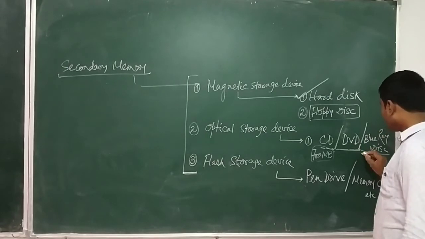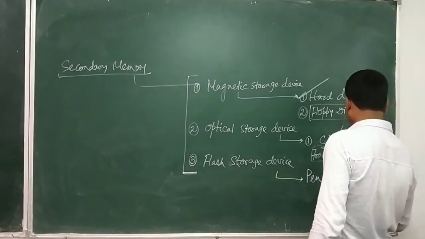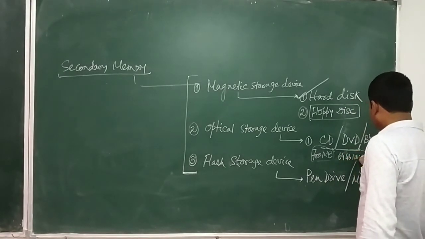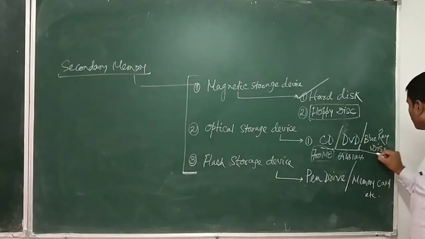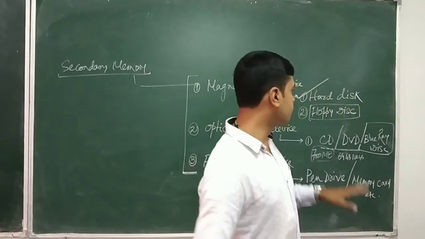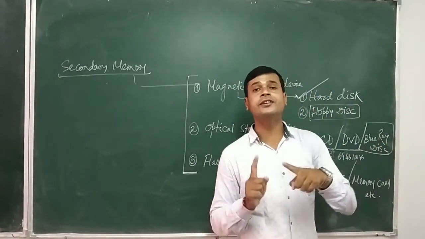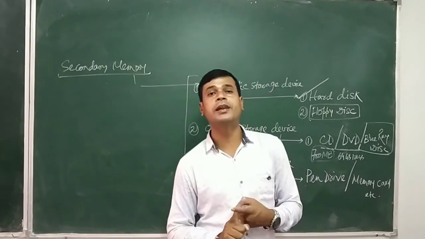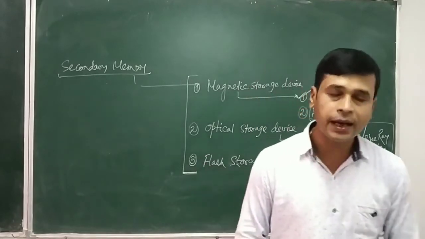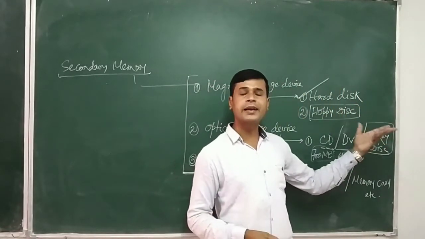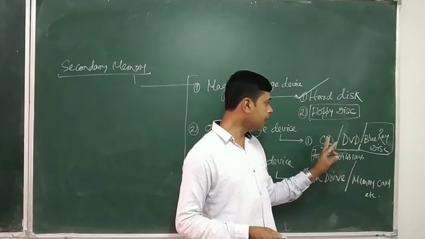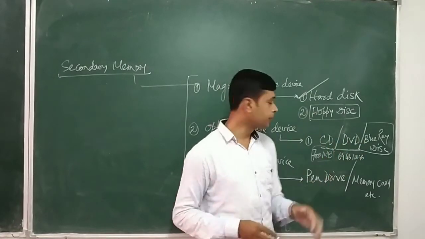In DVD you will get 64 GB, 128 GB capacity, etc. Next, in Blu-ray discs you will get different storage capacities. In Blu-ray discs, high definition videos can be stored. Blu-ray disc is like a CD or DVD, but here the resolution, the pixel quality of Blu-ray discs, is higher than CD and DVD.